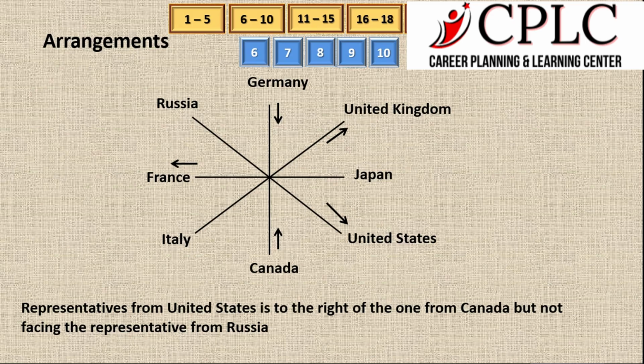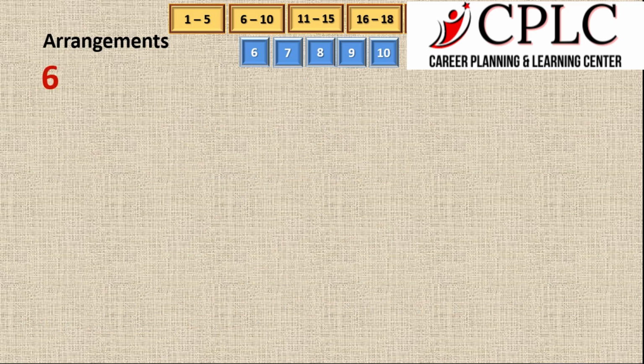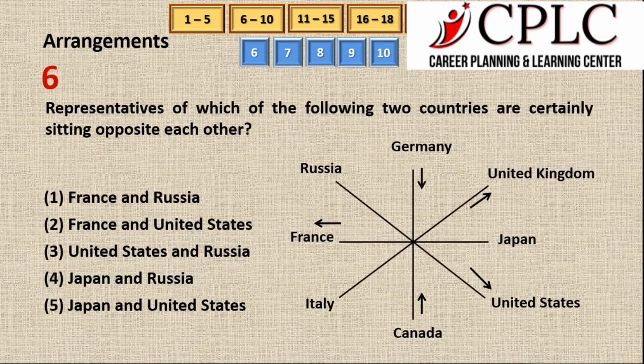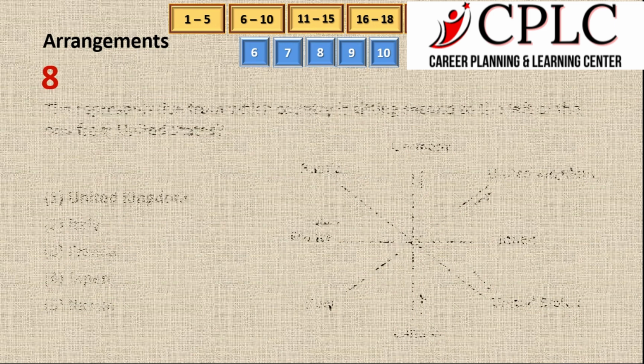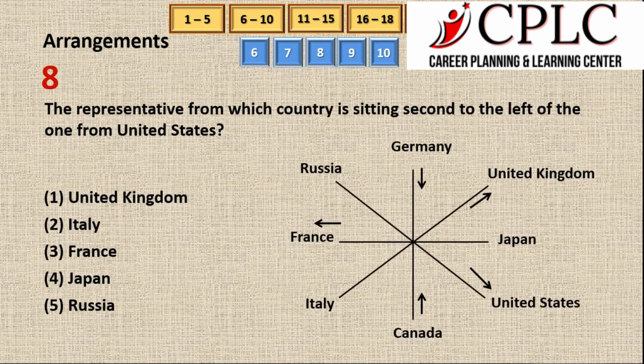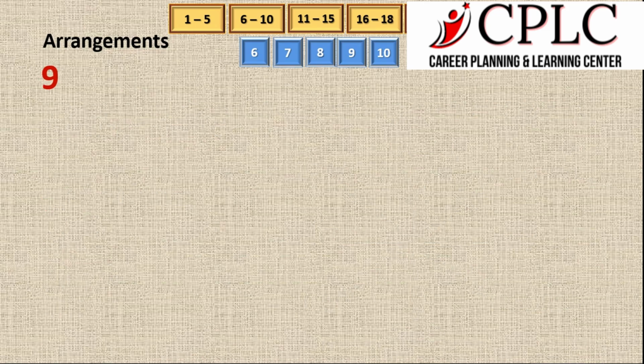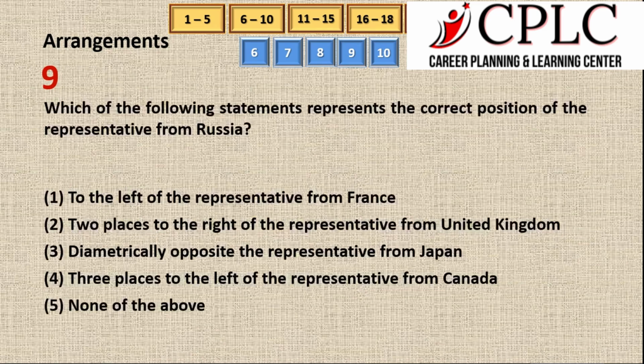Once you have the arrangement, answering the question becomes super easy. First one, which two countries are certainly sitting opposite to each other? Option 3, that is USA and Russia. Opposite and diagonally opposite, diametrically opposite, whatever you want to call that. Representative of which country is sitting second to the right of one from France? So France is facing outside. Second to the right is Germany. Option 3. Eighth one, which country is sitting second to the left of one from USA? USA is facing outside. Left will be anti-clockwise. That is UK.